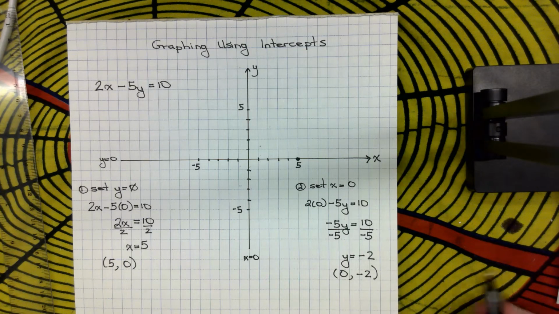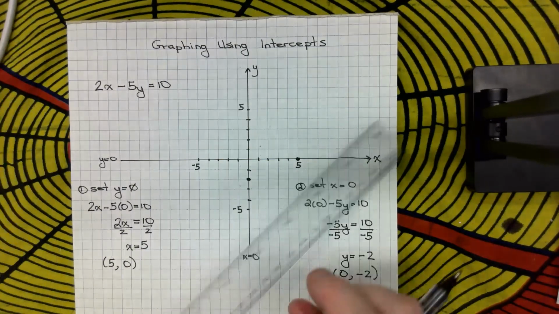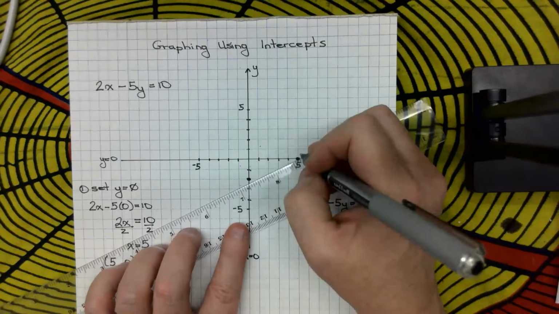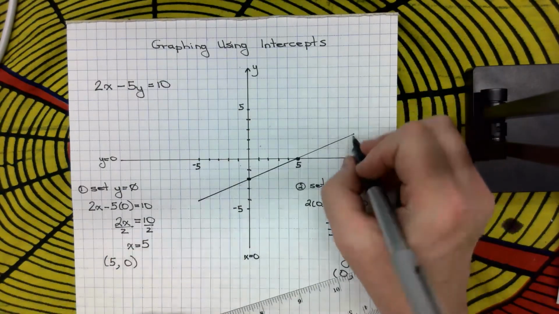And so now I can go and I can graph the y-intercept right here at -2, and then I can connect my dots and draw myself a line.